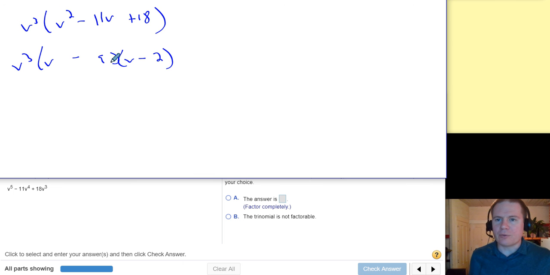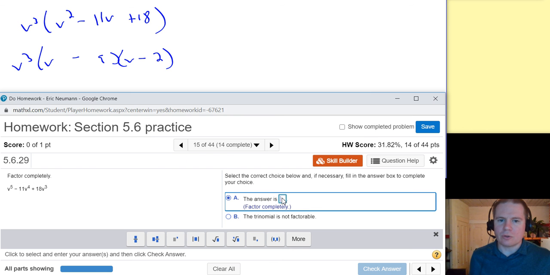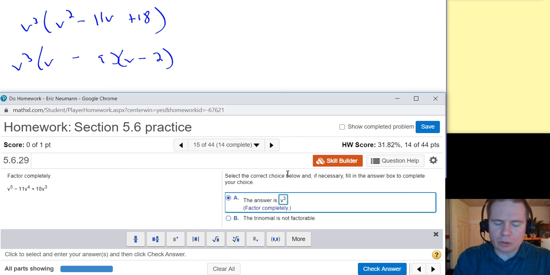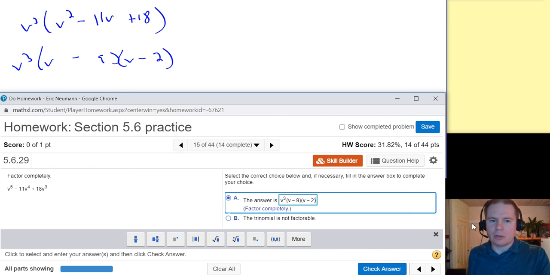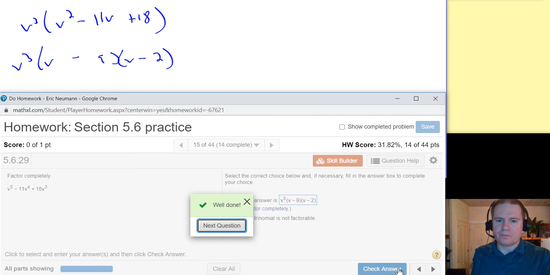And this is not difference of squares. It's just a plain v here. So we're done. V cubed. When you're typing these in, double check, make sure you're using the correct variable. You don't want to type in x when you mean to type in v. All right, well done.